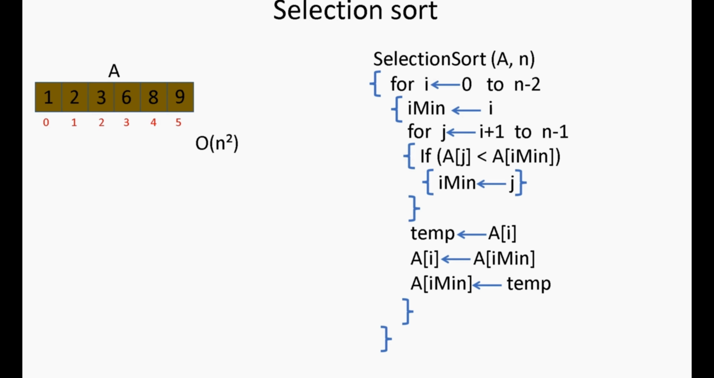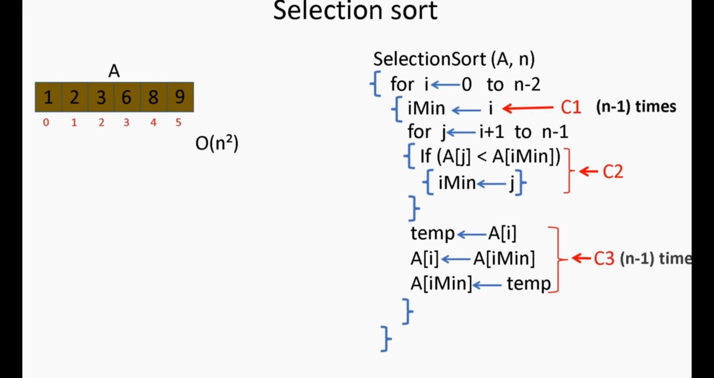The time complexity of selection sort is big O of n squared. We can quickly see how. The running time is the total running time of all the statements. Let's say this statement will take a constant time c1 to execute. This statement will take c2 to execute, and let's say this statement will take c3 time to execute in the worst case. This particular statement will run exactly n-1 times.